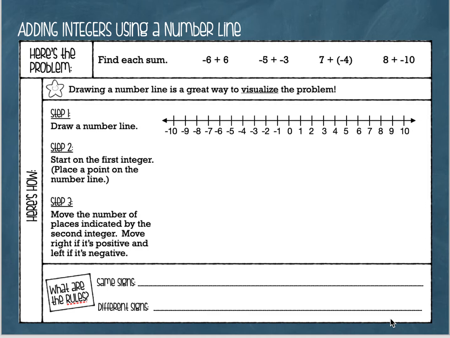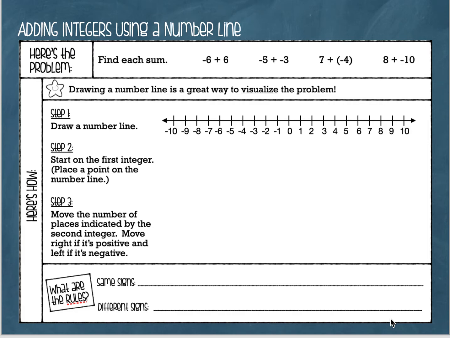All right, here's the problem. We are going to add these integers together. We've got 4 problems up at the top. And we're going to go through these examples today using a number line because a number line is a really good way to visualize the problem. It's another strategy that you can use. And I think that by moving back and forth on the number line, it will help you to understand the rules of integers more and make sense of it.